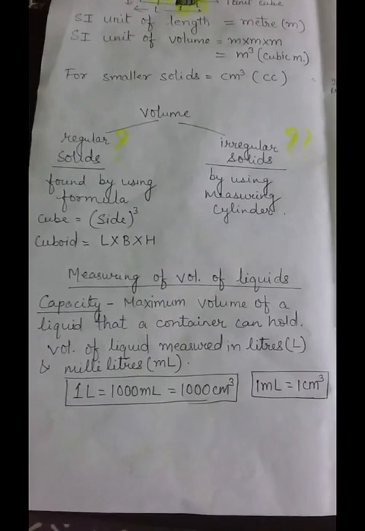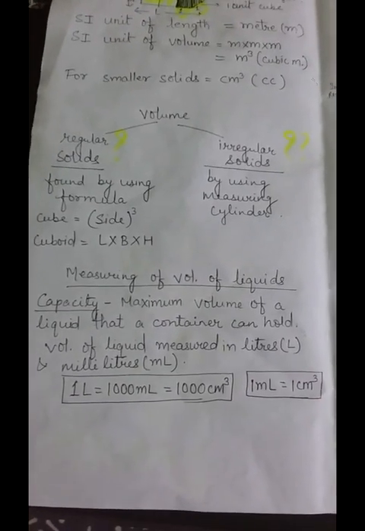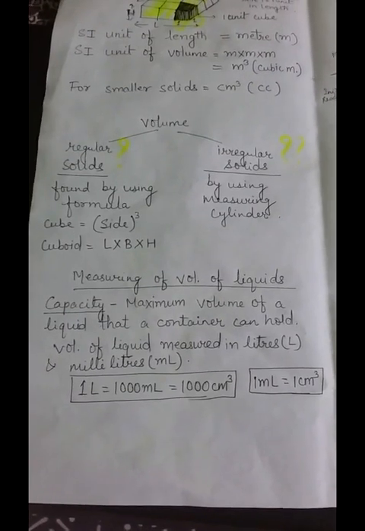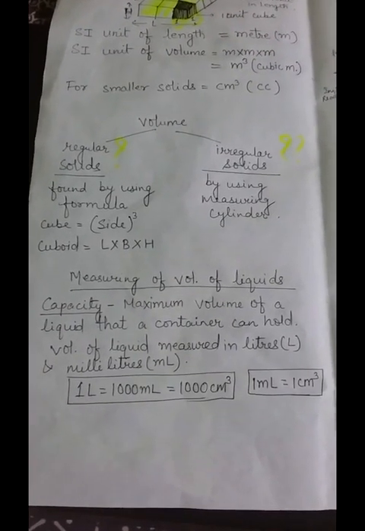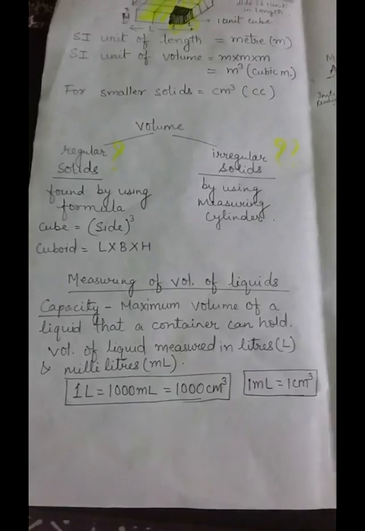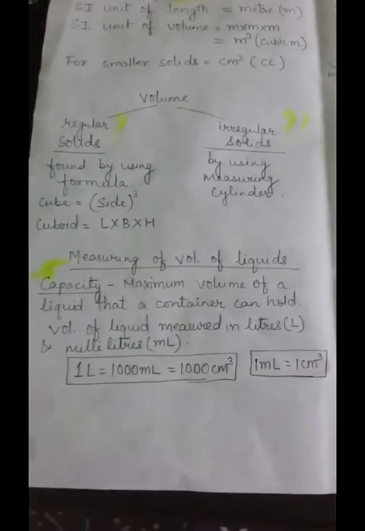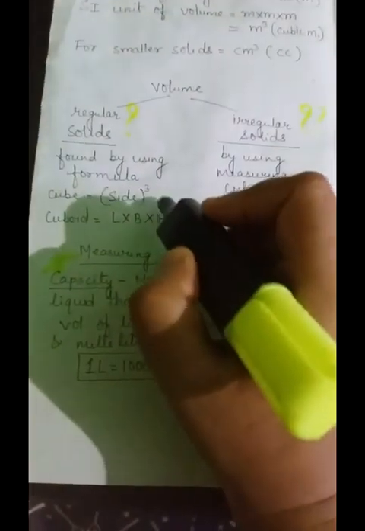Measuring the volume of liquids is known as capacity. The maximum volume of a liquid that a container can hold is known as its capacity. This is also important from the examination point of view, that is the definition. And these formulas you also have to remember for numericals.